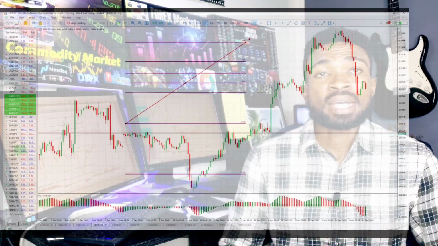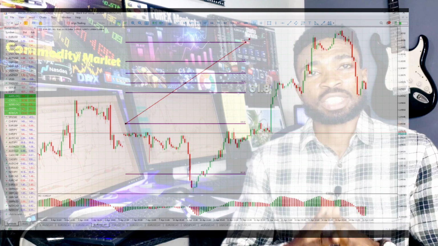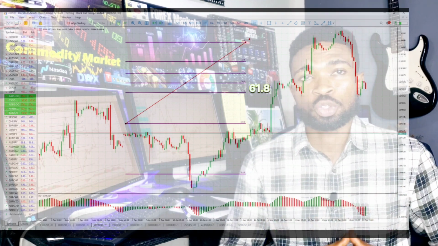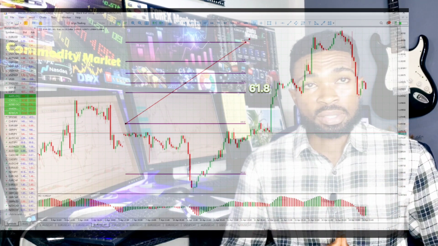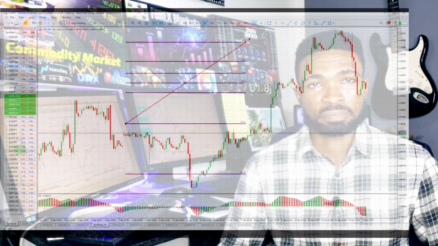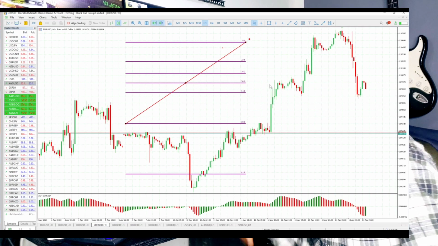Most of the time, when the market passes the 61.8 level, it means the market is actually trying to reverse. The trend is trying to reverse, which means we don't ride the trend again. But we want the market to retrace to the 38 level, 50 level, or the 61 level.